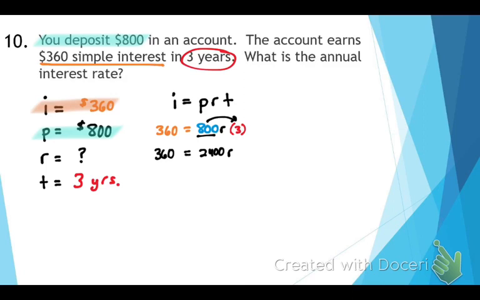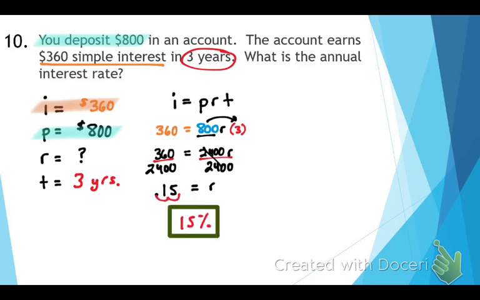How do we get R by itself? Divide by 2,400 on both sides. When you do that, you find out that R equals 0.15. But your rate always has to come out as a what? A percentage. So what's the answer? This is going to be 15% rate.